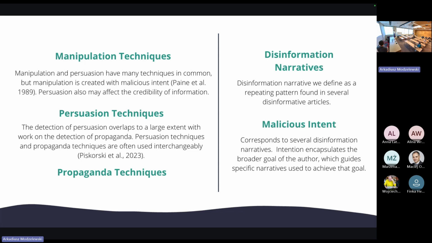And to better understand malicious intent, which we may also think of as a kind of group of disinformation narratives, it's also valuable to see what we understand under disinformation narrative. We define a disinformation narrative as a repeating pattern found in several disinformation articles.